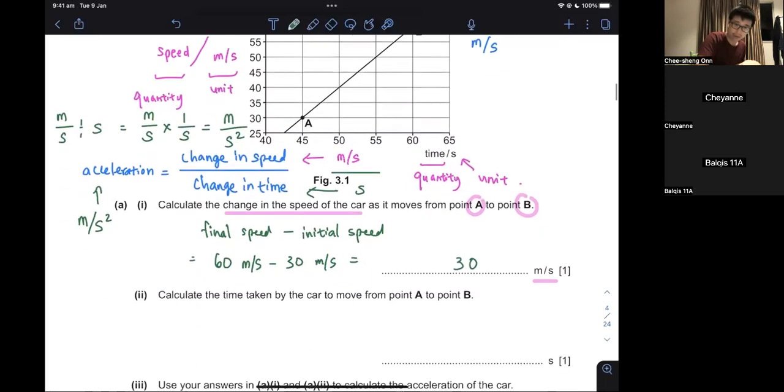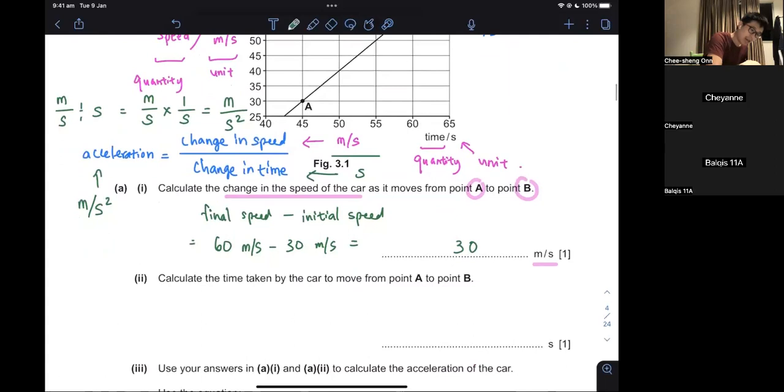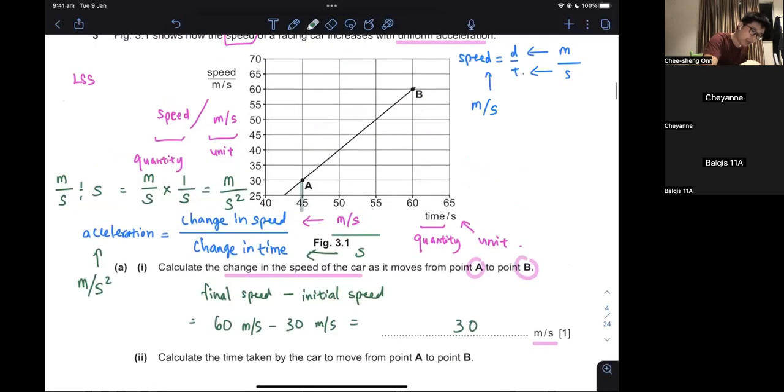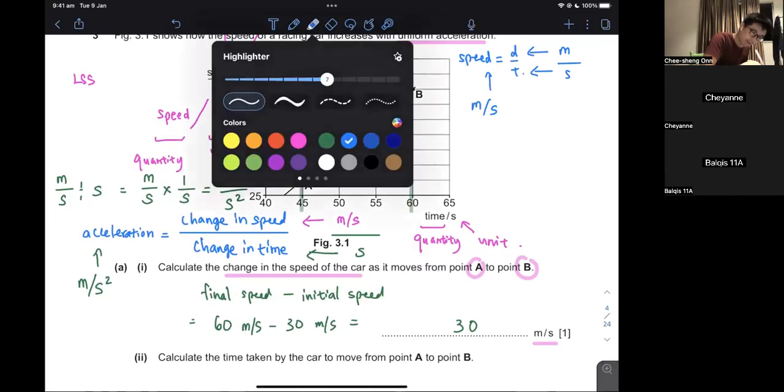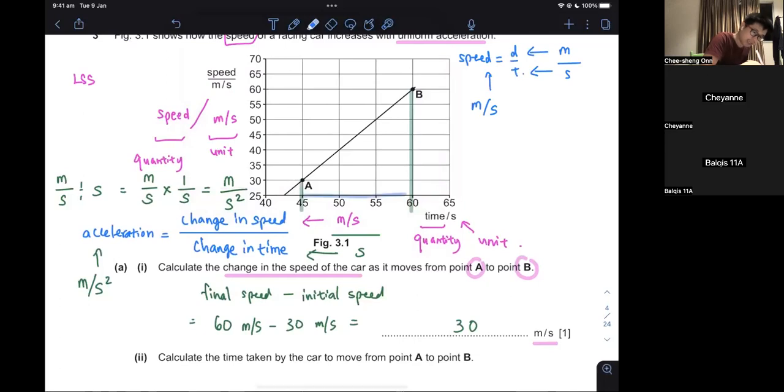Hope both of you can still follow, yeah? Now calculate the time taken. Some people usually just read the time here, but that is wrong. Where do you start from and where are you ending? You start from 45 seconds and then you end at 60 seconds. So we are not looking at 60 seconds on its own. We are looking at from 45 seconds to 60 seconds.